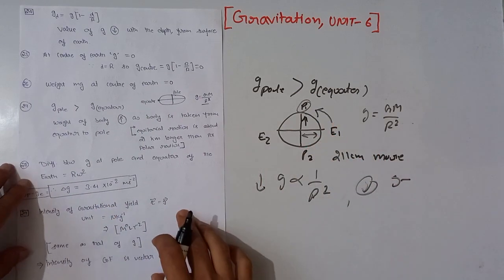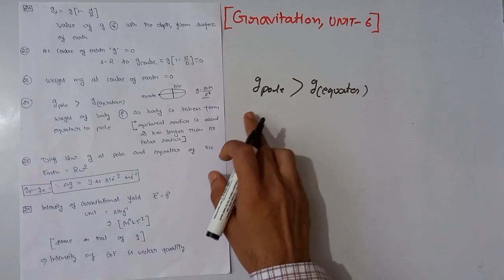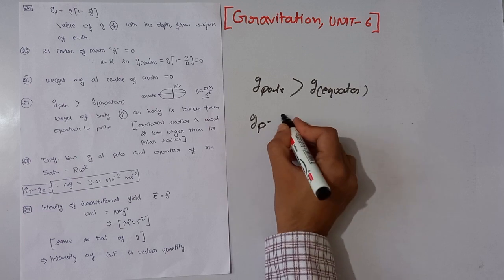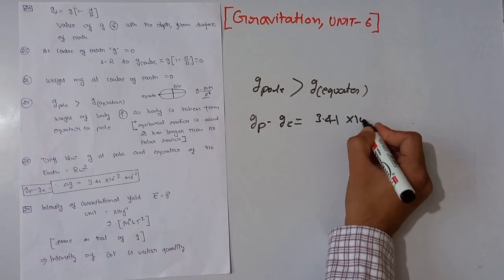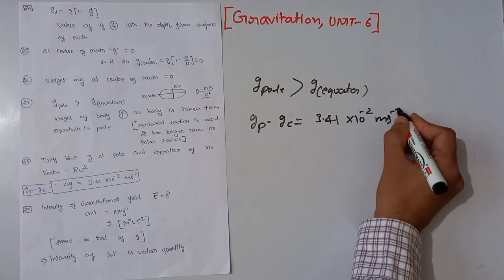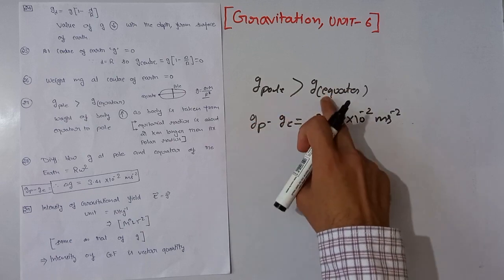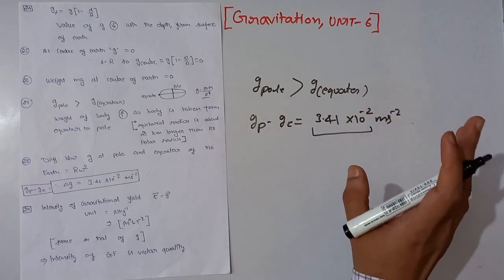Now the difference between the acceleration due to gravity at the pole and at the equator is equal to 3.41 into 10 raised to the power minus 2 meter per second square.